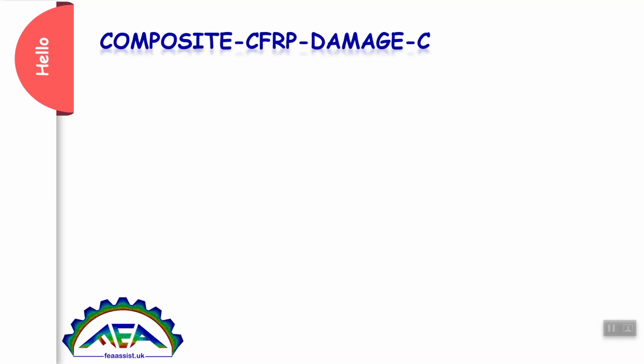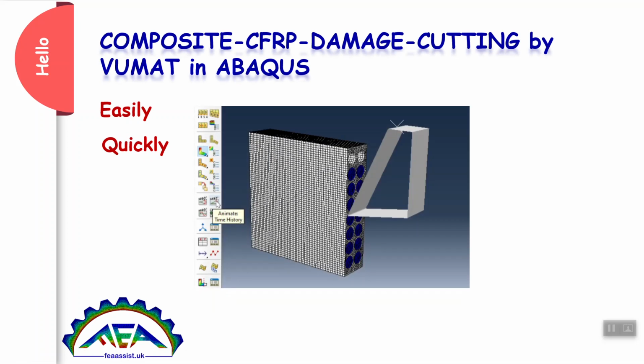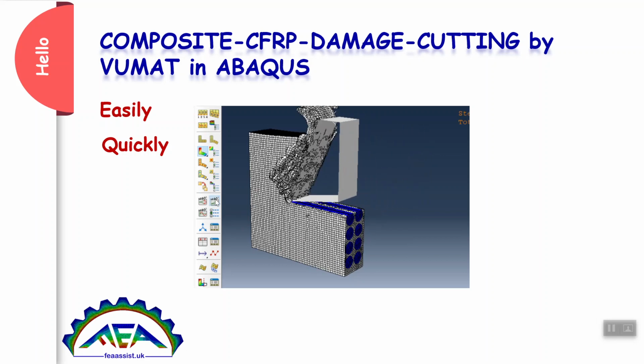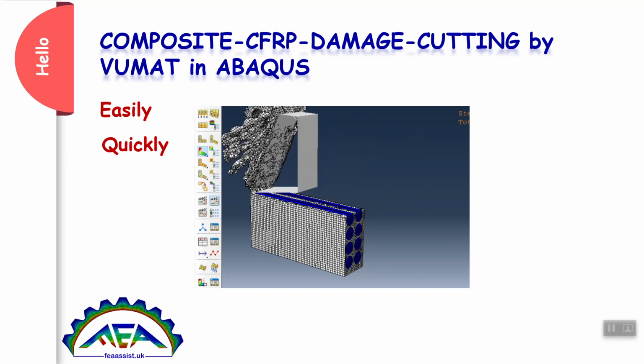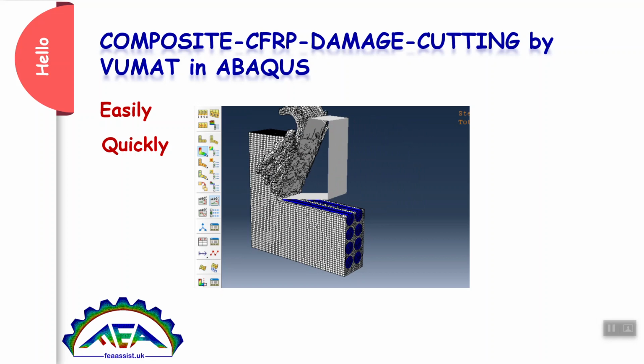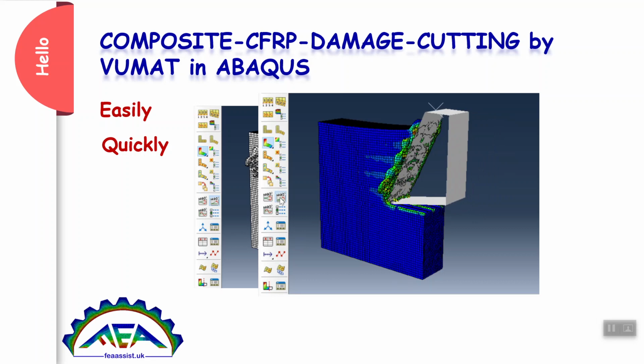Hello. Here we want to explain composite or CFRP damage or cutting by VUMAT Subroutine in Abaqus. You can learn it easily and quickly by this video. The first solution is micro. In micro solution, the fibers and matrix are defined separately. You can see the cutting process here. The fibers are oriented in 0 degree in this example. Or here you can see the strain in the elements and the chip formation.